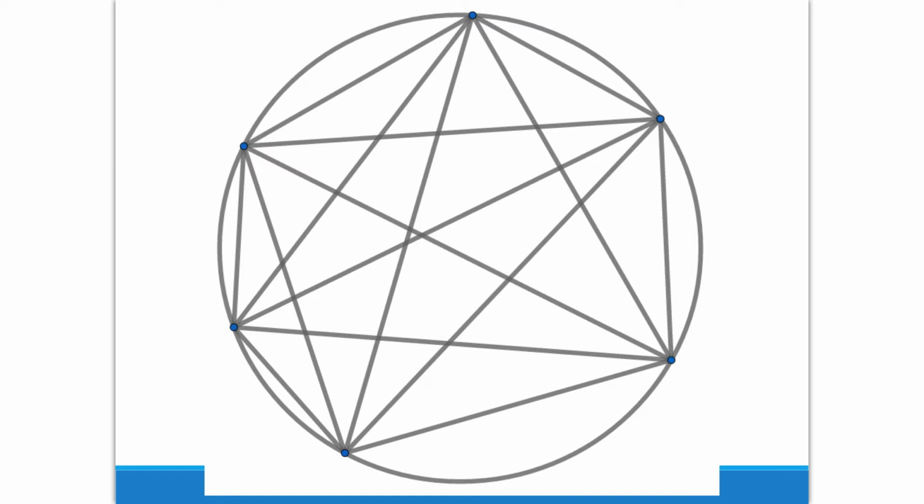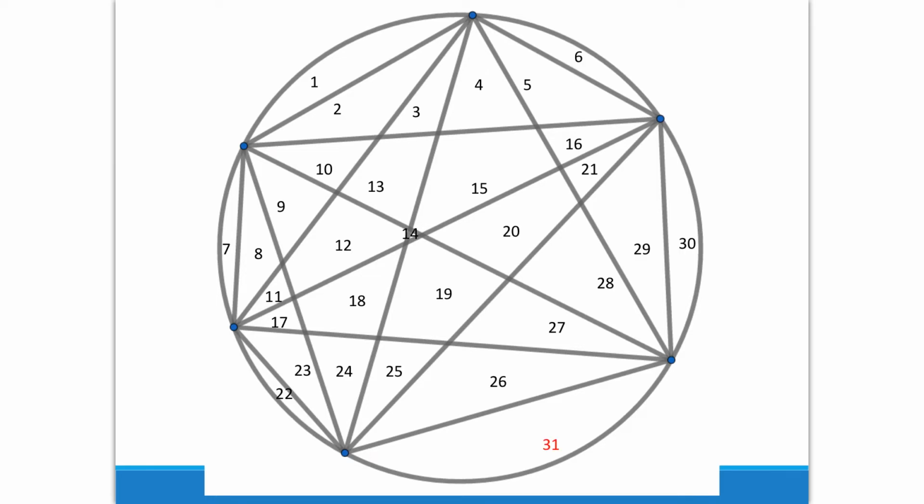Well, hopefully you gave it a good try, and maybe you came up with a number, maybe you didn't. We're going to go ahead and look at all the regions, and I've numbered them to help us see how many there are. So we've got 1, 2, 3, 4, 5, 6, 7, 8, 9, 10, 11, 12, 13, 14, 15, 16, 17, 18, 19, 20, 21, 22, 23, 24, 25, 26, 27, 28, 29, 30, 31? That can't be right.